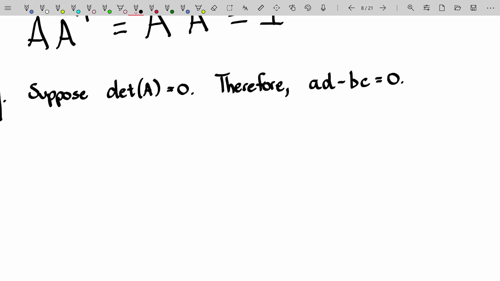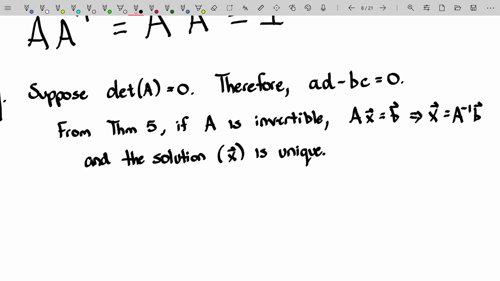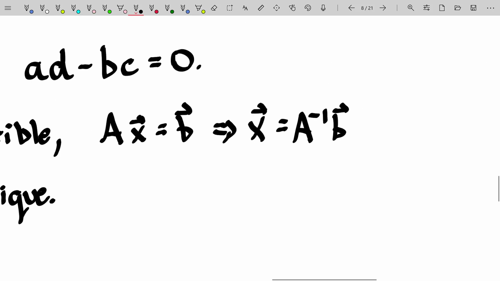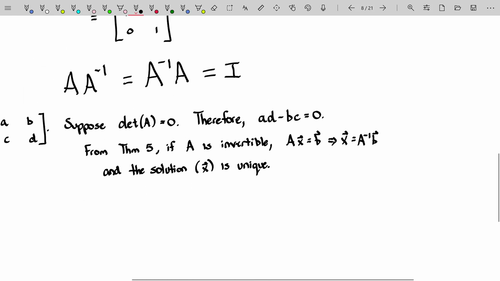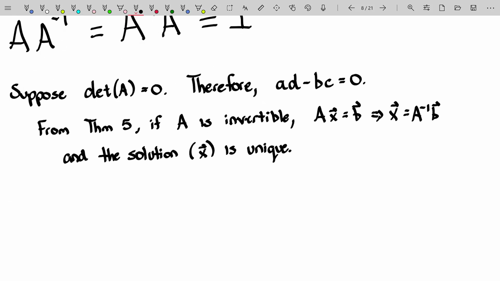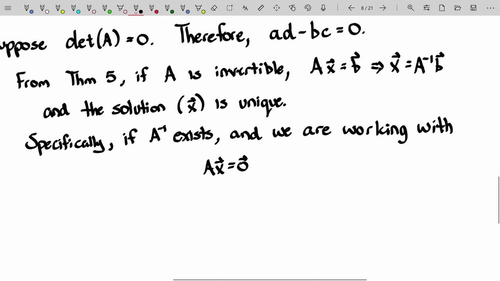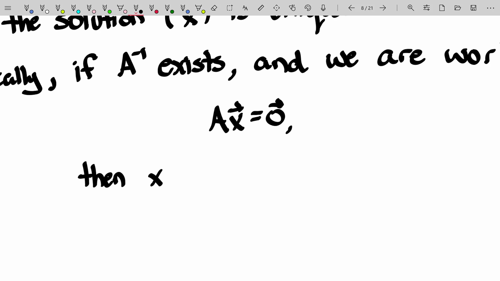So let's go ahead and make a note here, or make a mention that from Theorem 5, we know that if A is invertible, then the matrix equation AX equals B implies that X is equal to A inverse B, and the solution X should be unique. That's what Theorem 5 tells us. Specifically, if A inverse exists and we are working with the homogeneous equation AX equals 0, then X equals 0 must be the only solution.